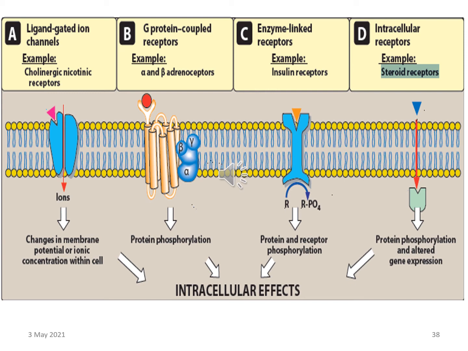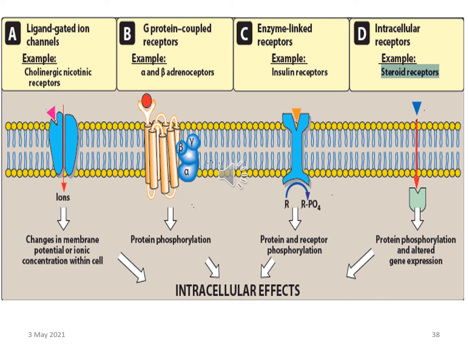the G protein coupled receptor, for example alpha and beta adrenoreceptors. Once it binds to the G protein, there is activation of adenylyl cyclase, for example, and this leads to protein phosphorylation.